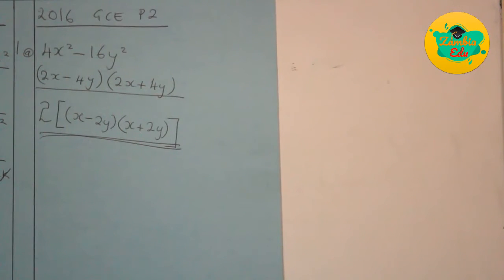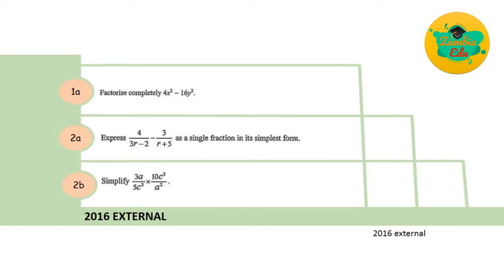We go to the next question, the 2016 GCE paper 2, question 2a. Question 2a said express 4 over 3r minus 2 minus 3 over r plus 5 as a single fraction in its simplest form.